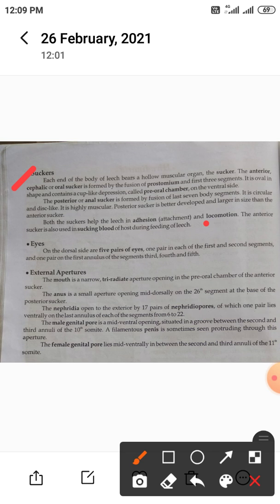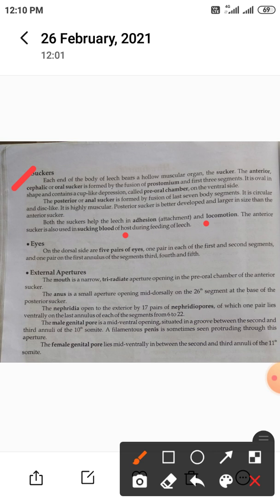On the ventral side, the posterior or anal sucker is formed by the fusion of the last 7 body segments. On the posterior side, the fusion of the last 7 body segments occurs and they form the anal sucker. It is circular and disc-like. The anterior sucker is oval in shape and contains a cup-like depression, and compared to that, the posterior sucker is circular and disc-like. It is highly muscular. The posterior sucker is better developed and larger in size than the anterior sucker.